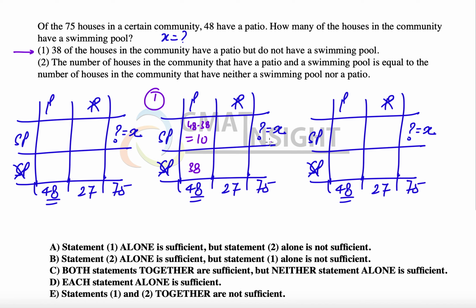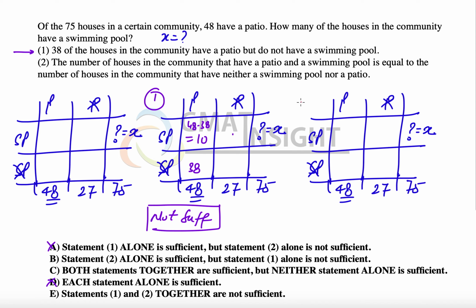But with this 10, we can't find out the value of x because these two regions are unknown, right? The question does not mention that every house has at least one of these two characteristics, so we could make it 0. Therefore, we can't say that this information is sufficient. We call it not sufficient. Option A and option D are out.